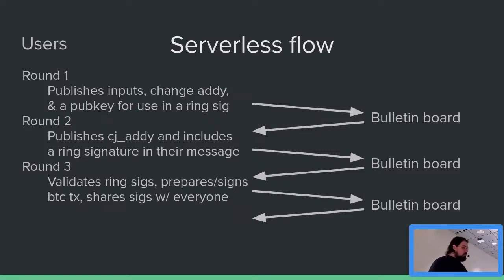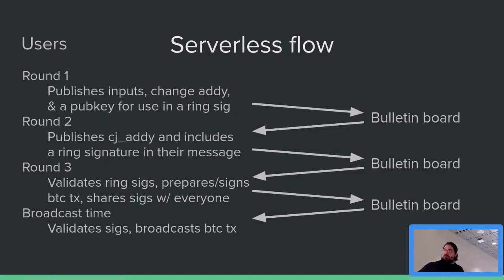So everybody gets the same transaction, they sign it with their Bitcoin key, and they send their message to the bulletin board. And all this happens in round 3. That's the hard round. And then it's broadcast time. Everyone can just pull those signatures off of the bulletin board, validate them, and broadcast the Bitcoin transaction.